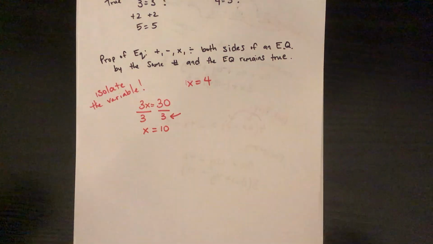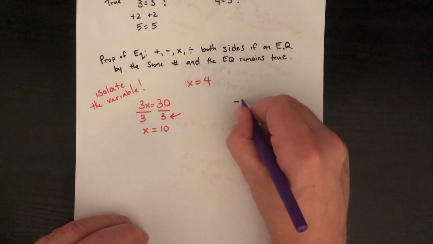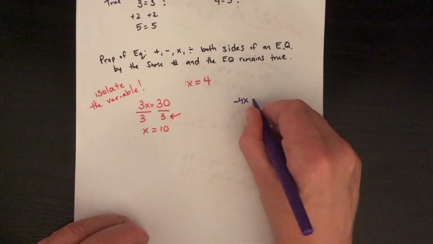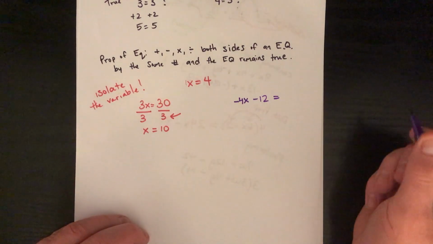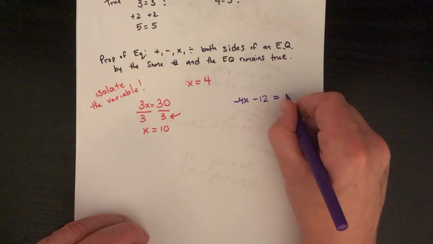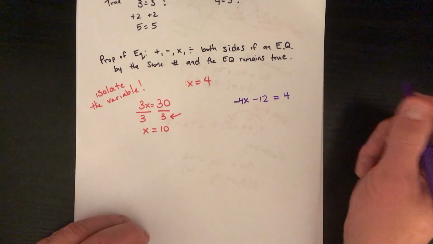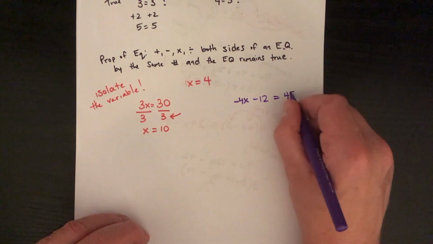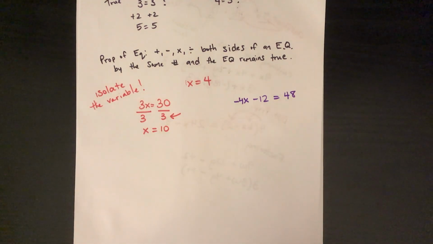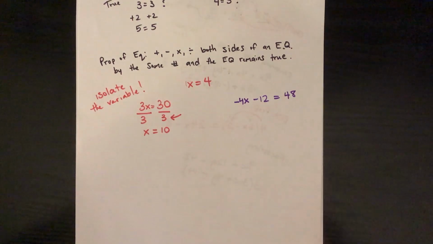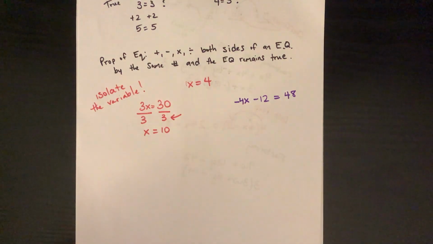So let's do a two-step. What if we had negative 4x minus 12 equals, how about 48? Is that going to work out for me? I want a whole number answer. I don't feel like going to fractions right now. Yeah, that'll work out. So I look at what's happening to the variable here. I see that it's being multiplied by negative 4 and 12 is being subtracted, or negative 12 is being added, however you like to think of it.